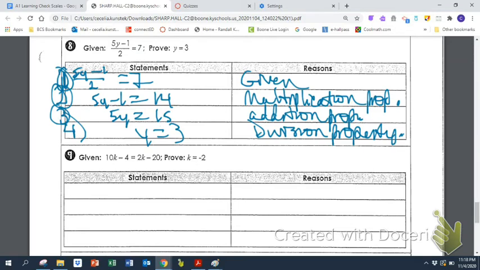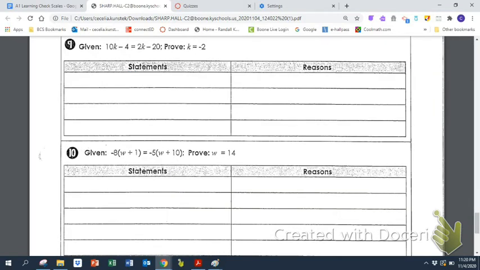Okay? All right. I want you to go ahead and do numbers 9 and 10 on your own. But remember, the first step that we have to do is rewrite this as 10k minus 4 is equal to 2k minus 20. And we write that, remember, as given. And then solve from there. So go ahead and do numbers 9 and 10 on your own.